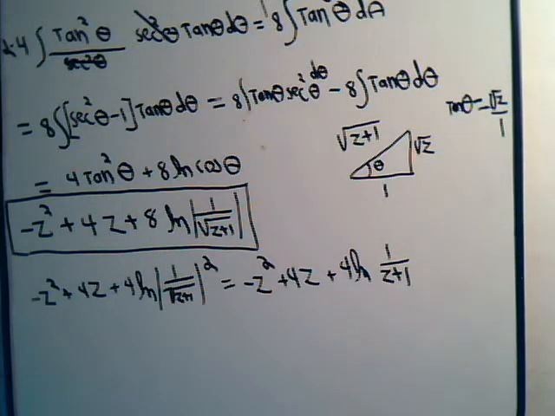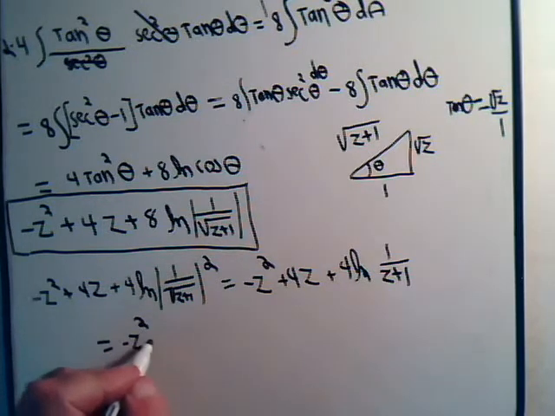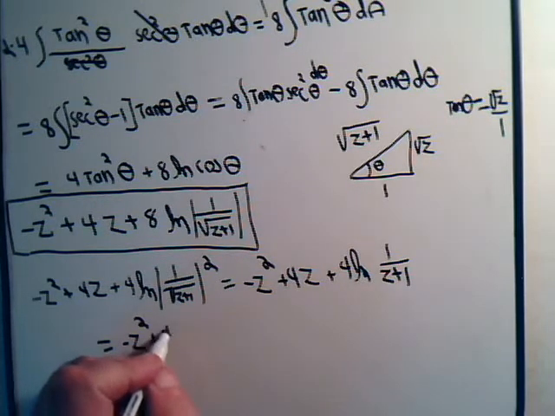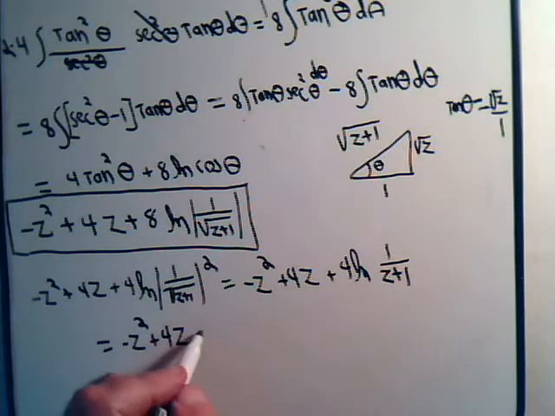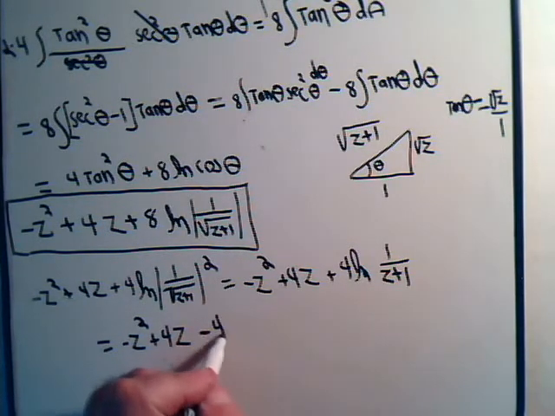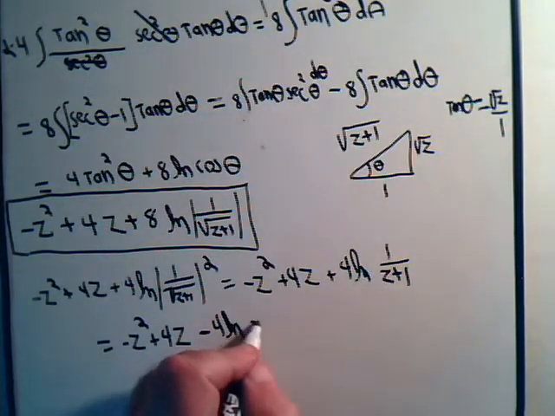And we can do one more thing before we substitute for z. So here we have this equals minus z squared plus 4 times z, and here we're going to say minus 4 times the natural log. Well, this is now upstairs.